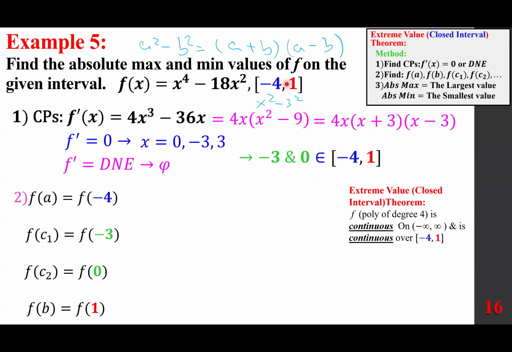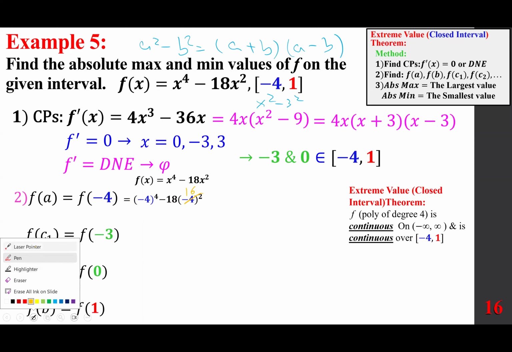So what is the function? F of x is x to the power 4 minus 18x squared. Let's plug in negative 4. Now, negative 4 to the power of 4. Let's start with this one. Negative 4 squared, everybody, is 16. So negative 4 to the power of 4 is 16 squared, or 256. Minus 18 times 16 is 288. So 256 minus 288 gives us negative 32.